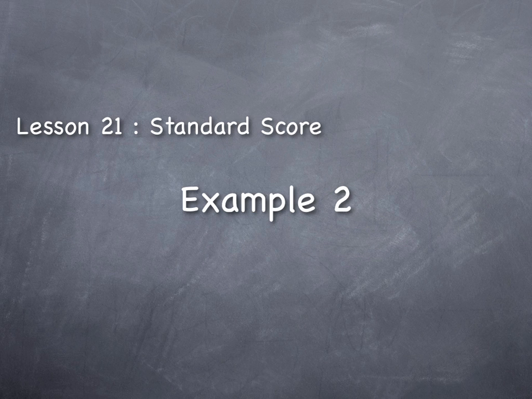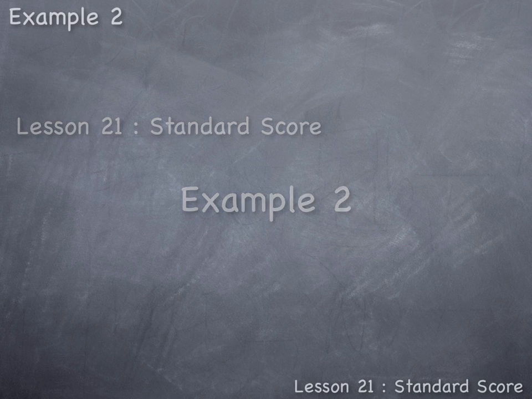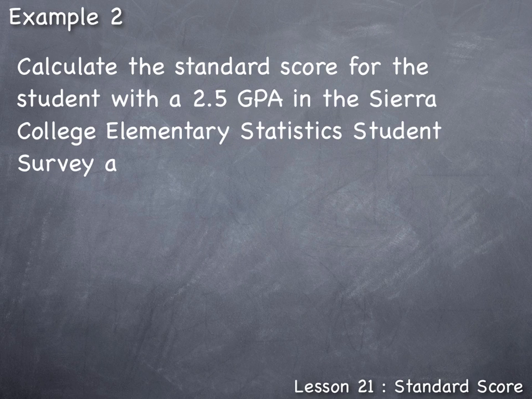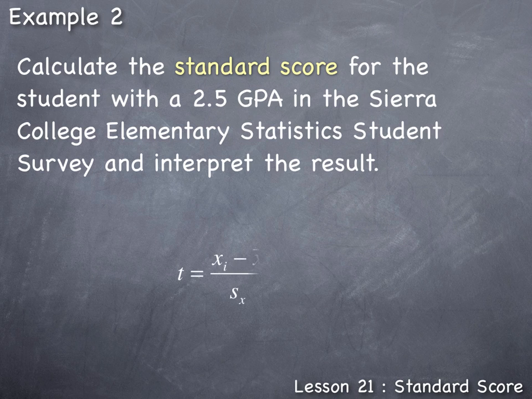Lesson 21, Standard Score. Example 2. Calculate the standard score for the student with a 2.5 GPA in the Sierra College Elementary Statistics Student Survey and interpret the result. In order to calculate a standard score based off of data from a sample, we use the sample version of the standard score formula, which is given by t equals x sub i minus x bar divided by s sub x, where x sub i is the particular data value we're calculating the standard score for.